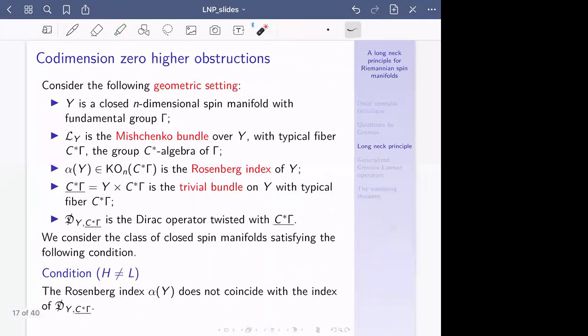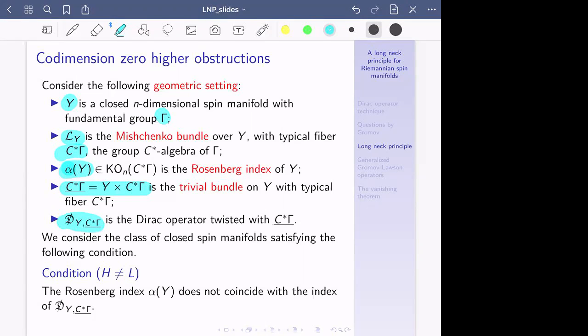All right, so now let's go to the second inequality. So now I want to consider the following geometric setting. I assume that Y is a closed n-dimensional spin manifold with fundamental group gamma. And we assume that L is a Mishchenko bundle over Y. So remember that this is a bundle with typical fiber C*-algebra of gamma. We denote by alpha_Y the Rosenberg index of Y, which is exactly the index of the Dirac operator twisted with the Mishchenko bundle. Now we consider a second bundle, which is the trivial bundle on Y with typical fiber C*-algebra of gamma, and we denote with this symbol the Dirac operator twisted with it.